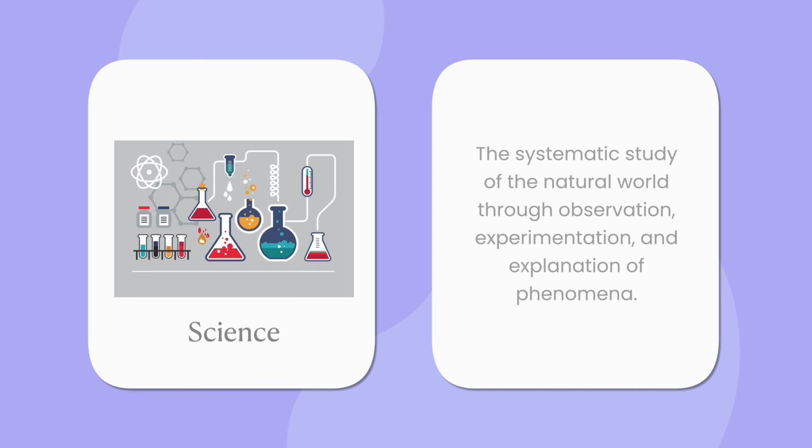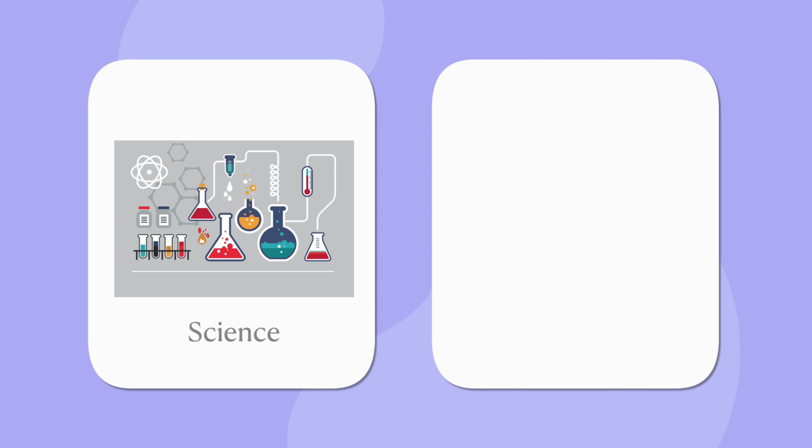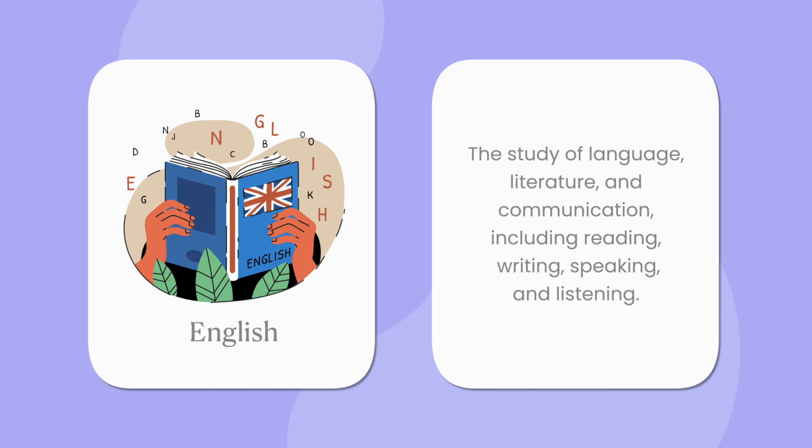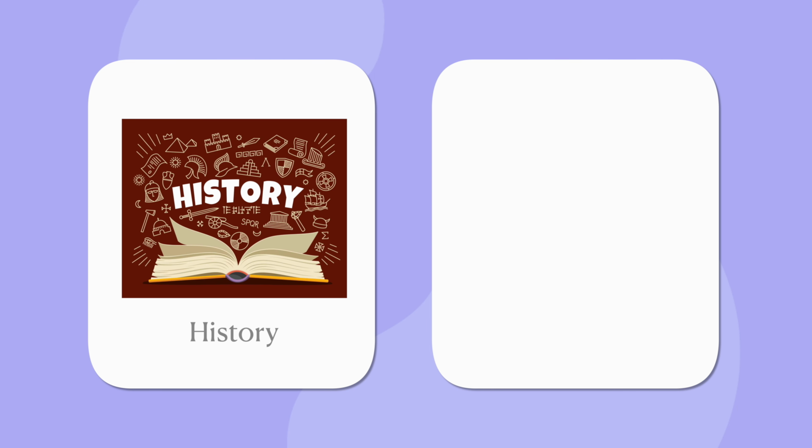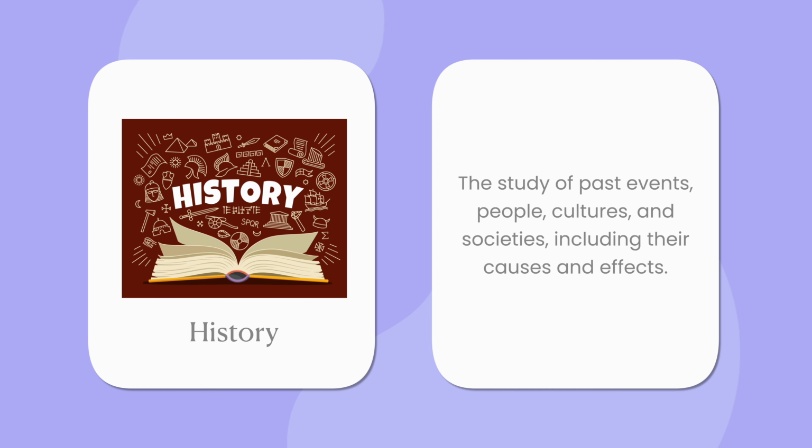Science. The systematic study of the natural world through observation, experimentation, and explanation of phenomena. English. The study of language, literature, and communication, including reading, writing, speaking, and listening. History. The study of past events, people, cultures, and societies, including their causes and effects.